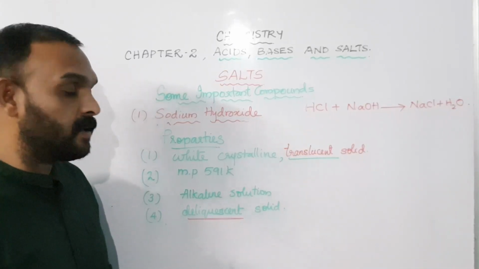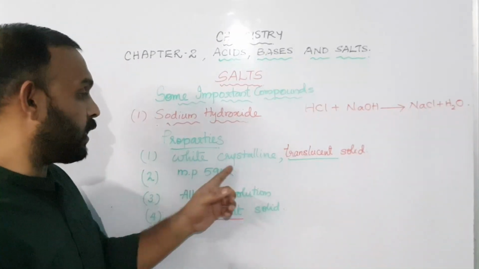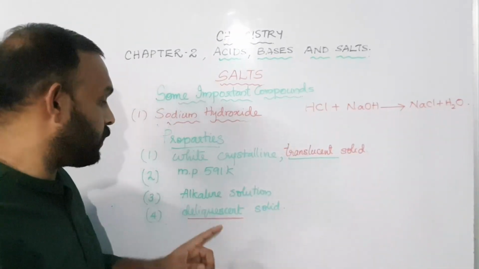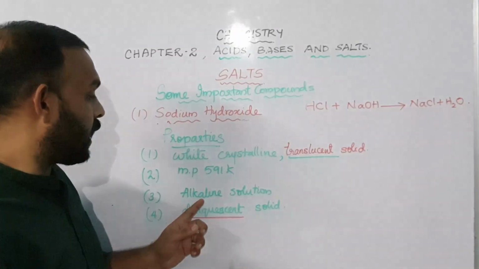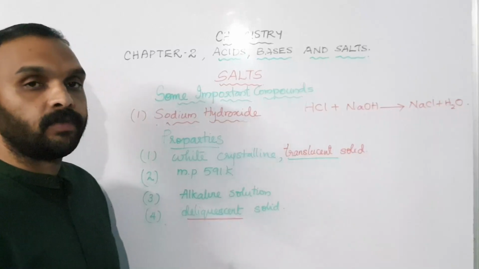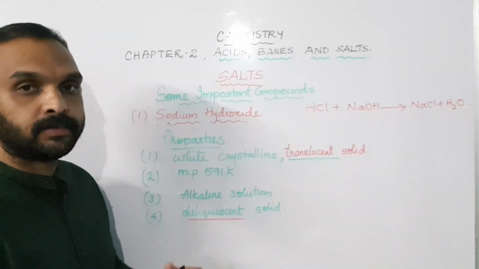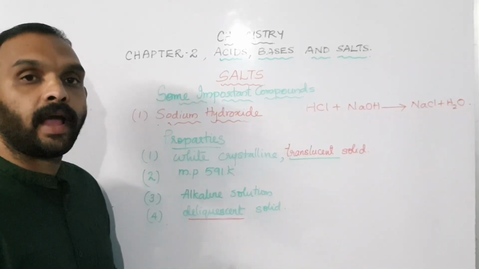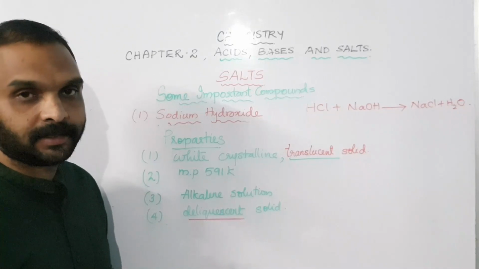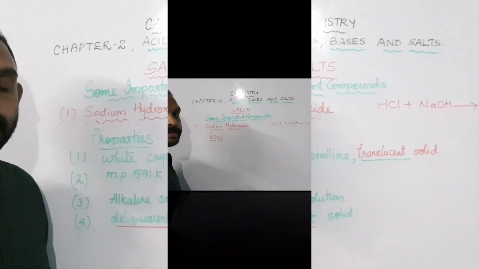So dear students, there are four important properties of caustic soda. First one, white crystalline translucent solid. Melting point is 591 Kelvin. It forms an alkaline solution when it dissolves in water, and it's a deliquescent solid. That means it has the capacity to absorb moisture from the air and get hydrated. Clear? Now let's move to its uses.